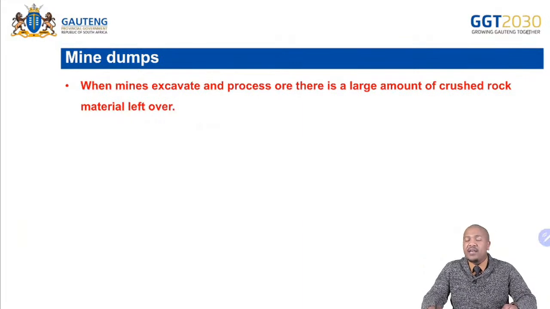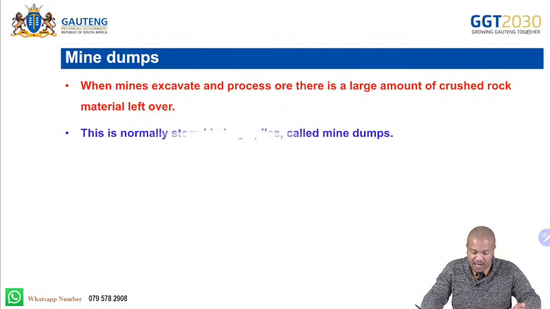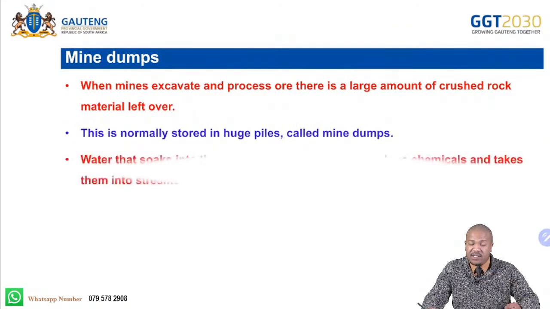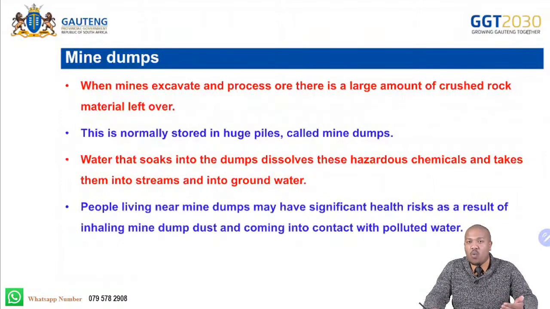And also mining gives birth to what? To mine dumps. When mines excavate and process ore, there is a large amount of crushed rock material left over, and this is normally stored in huge piles called mine dumps. Water that soaks into the dumps dissolves these hazardous chemicals and takes them into streams and into groundwater, contaminating the water as well.